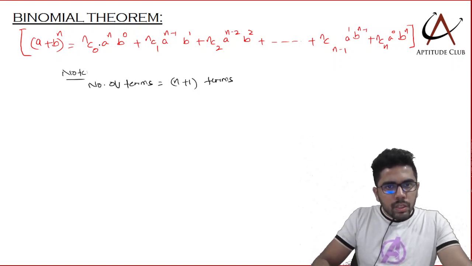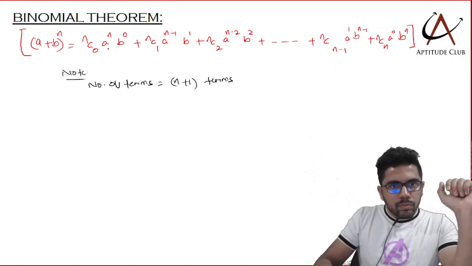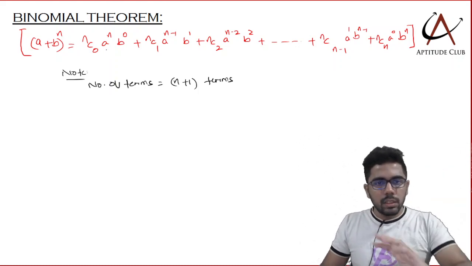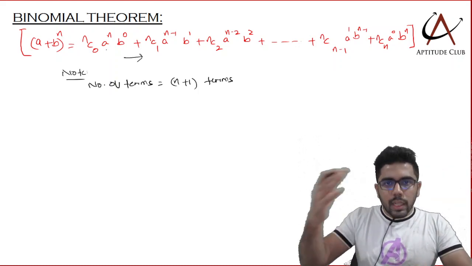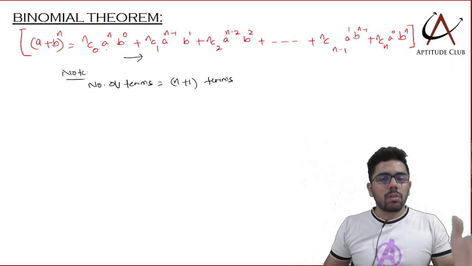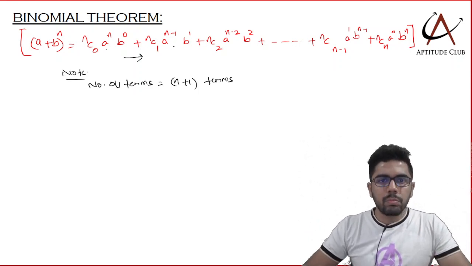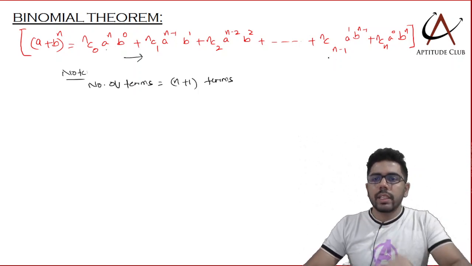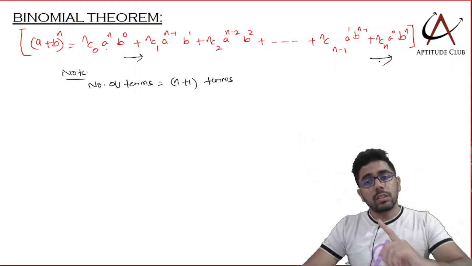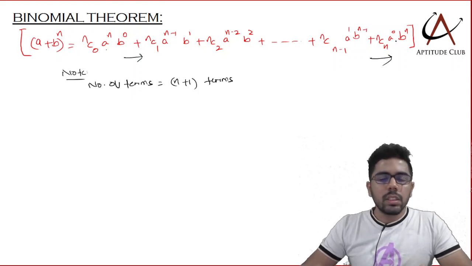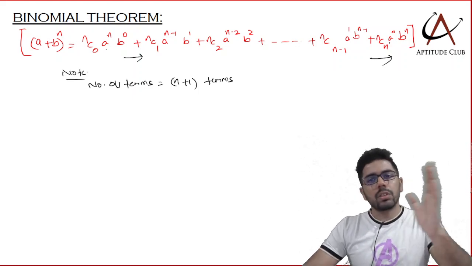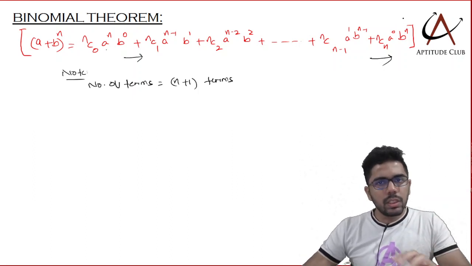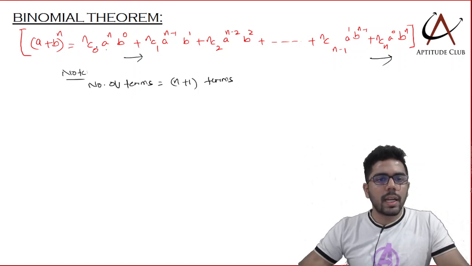Then you see with the first term, every power is given to a and b has nothing. A to the power n and b has 0. Then gradually once you go to the subsequent terms, the power of a keeps on reducing by 1 and power of b keeps on increasing by 1. By the time you reach the last term, you give everything to b and nothing to a. The power of a became 0 and power of b became n.